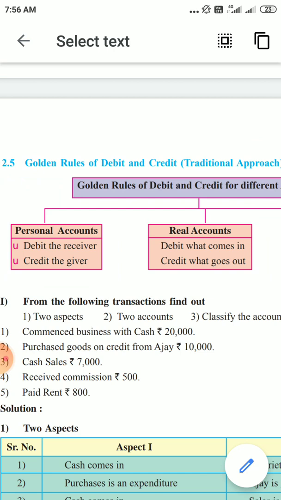Okay, so first is personal account. So your person is what, it is a person or an individual being. Okay, so here there will be debit the receiver and credit the giver. Because here there will be receiver and giver, persons will be there. Persons means a person who will receive and a person who will give. So debit the receiver, credit the giver.